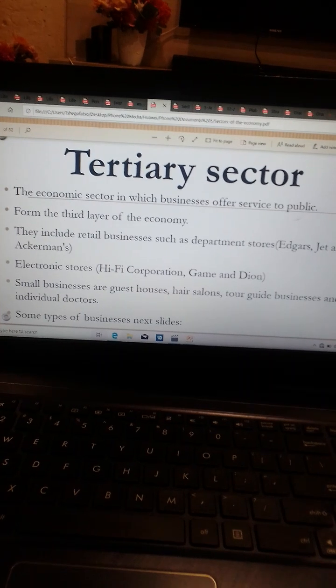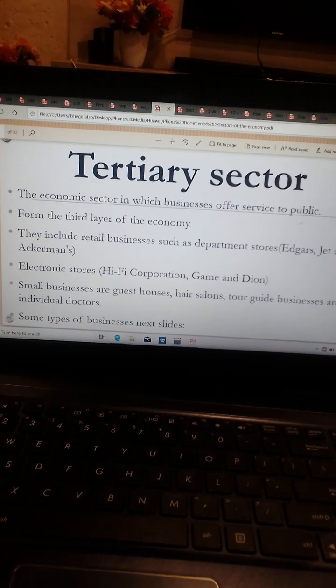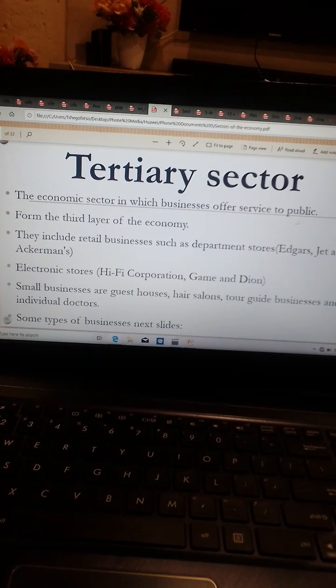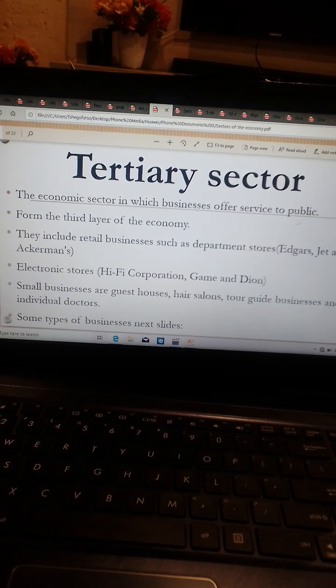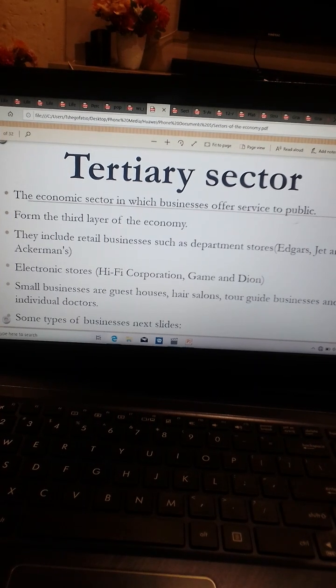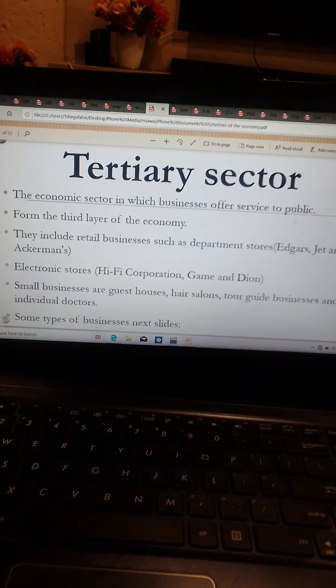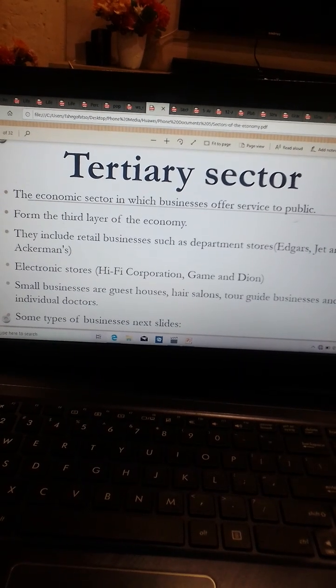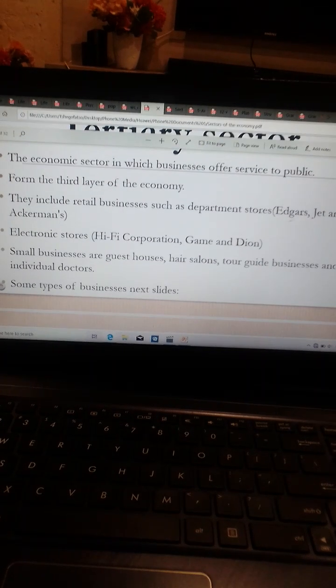They include retail businesses such as department stores like Edgars, Jet, and Ackermans, which are all clothing stores. Electronic stores such as Hi-Fi Corporation, Game and Dion. Those are for devices. Small businesses are guest houses, hair salons, tour guide businesses, and individual doctors. So guest houses is hospitality, hair salon is beauty, tour guide is travel and tourism, individual doctor is healthcare.